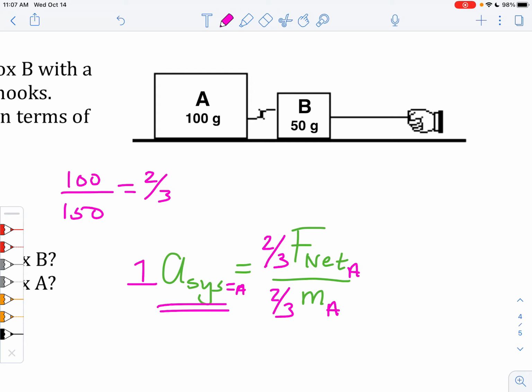So, big idea, a equals F net over m works for the system. Acceleration of A is the same as acceleration of the system. A's mass is 2/3 the system's mass. Total mass is 150. A's mass is 2/3 the system mass, so the net force on A must be 2/3 that. Now we can do the same thing for B.